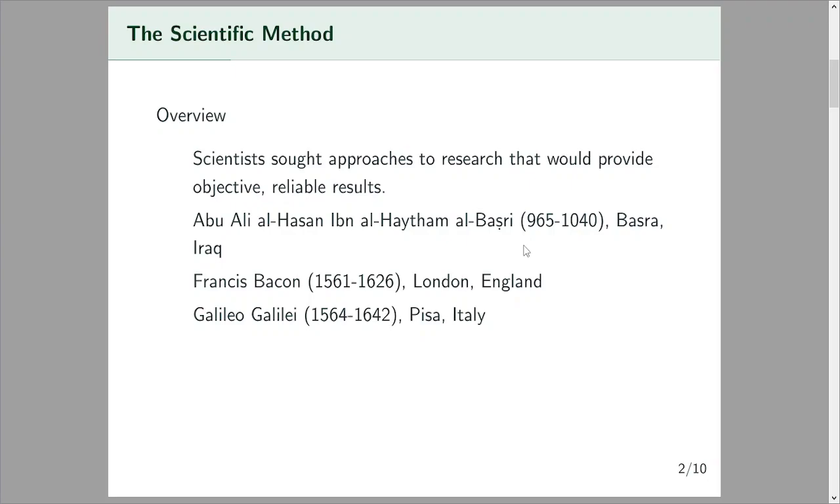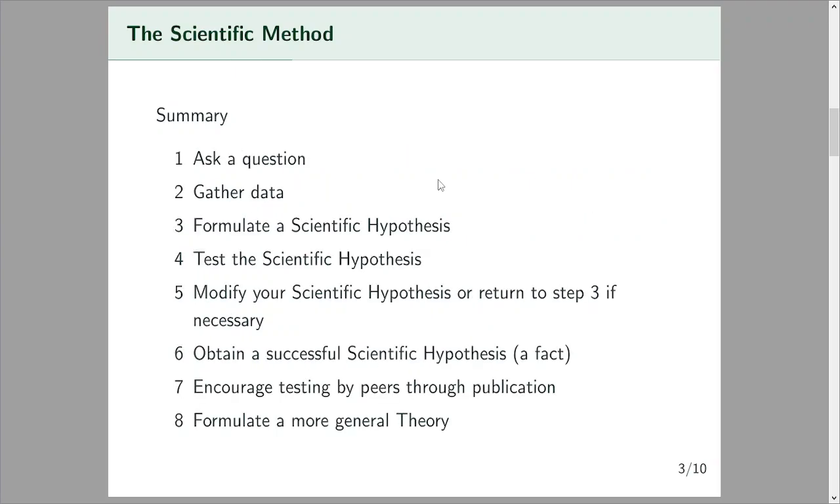And so he sought an approach to research that would provide objective and reliable results. He could write down what he did, the procedure he used, he could present his results, and then if you disagreed, you could do the experiment and see what you got. The scientific method always sounds sophisticated, but it's really not. It's what we all do when we problem solve, when we're doing our best work.